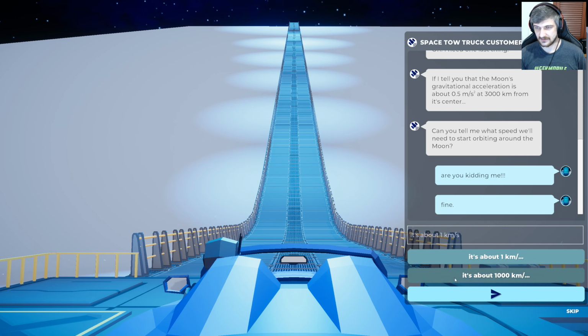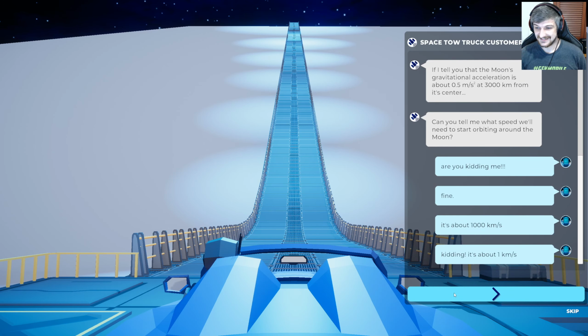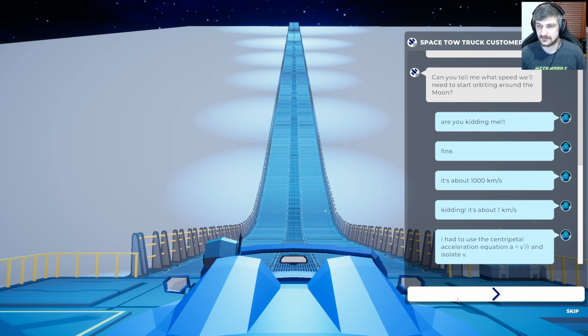1,000 kilometers a second. If I tell you that the moon, if we half it, okay. So if we multiply it, it's about 1,500, right? If I tell you moon's gravitational acceleration, let's go. It's about 1 kilometer a second. Because if we go 1,000, we're gonna shoot off. Isn't that what we want to do, though? We don't want to be on the moon. We want to shoot off of the moon.